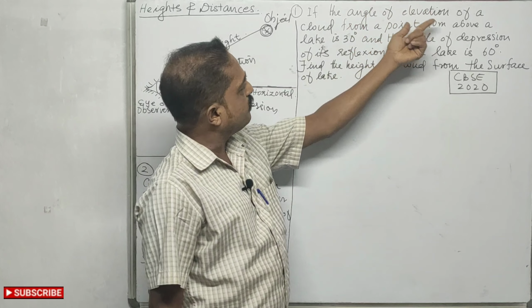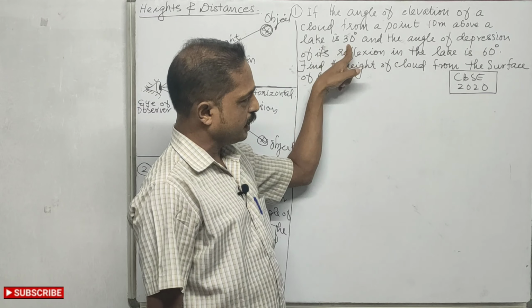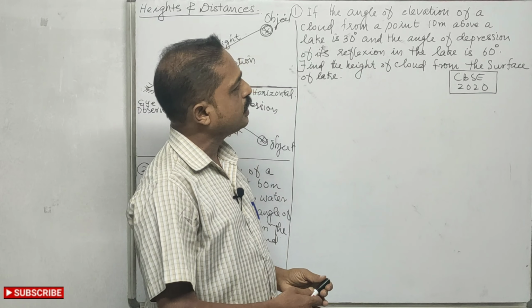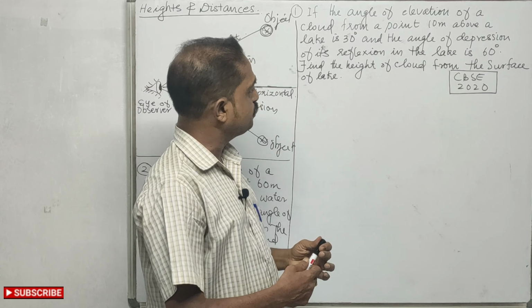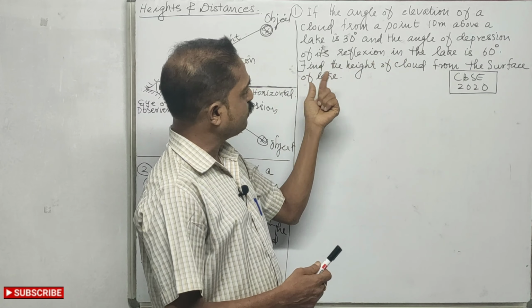If the angle of elevation of a cloud from a point 10 meter above a lake is 30 degree and the angle of depression of its reflection in the lake is 60 degree, find the height of the cloud from the surface of the lake.